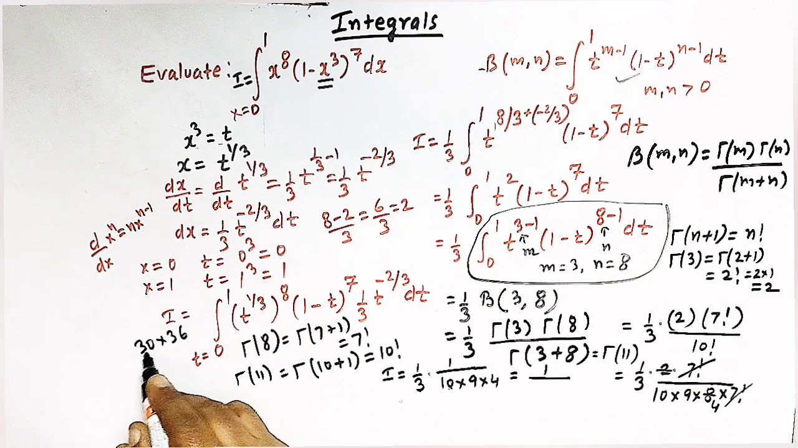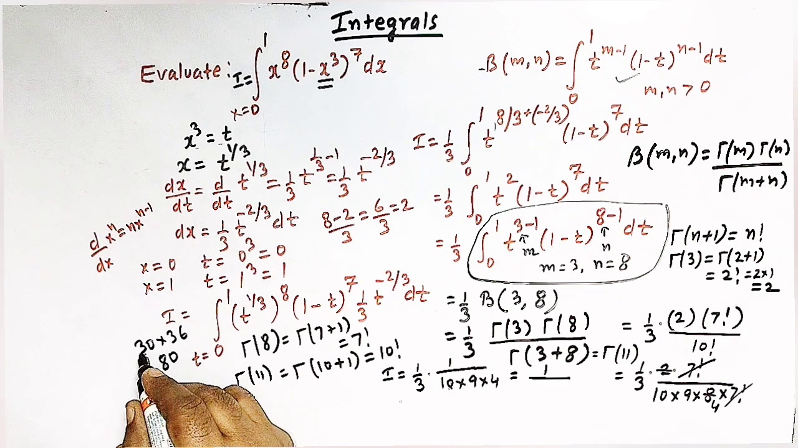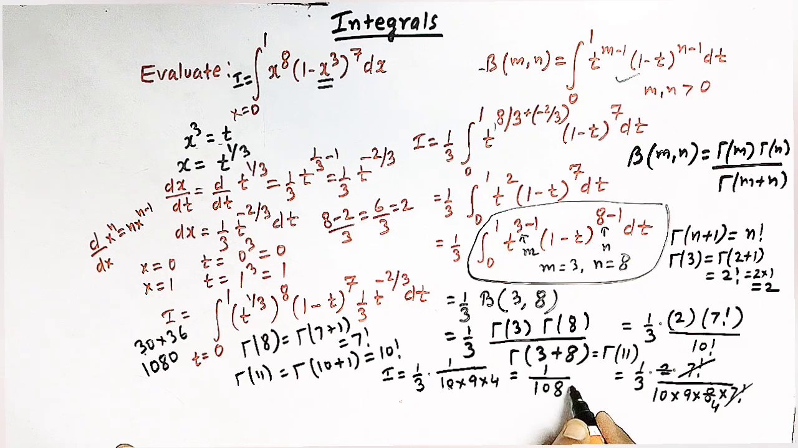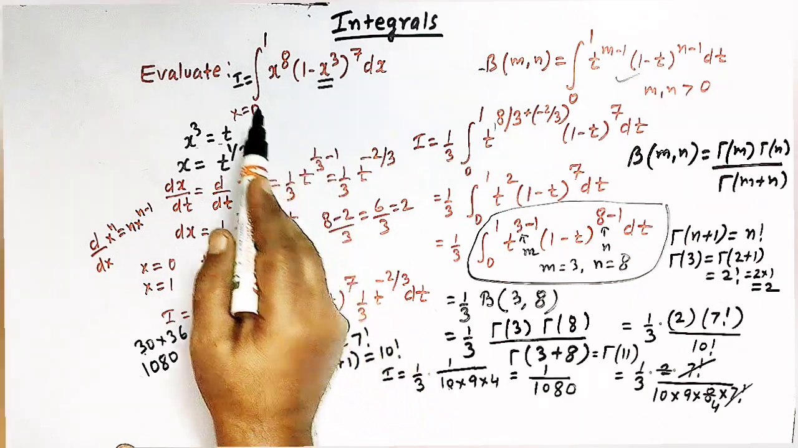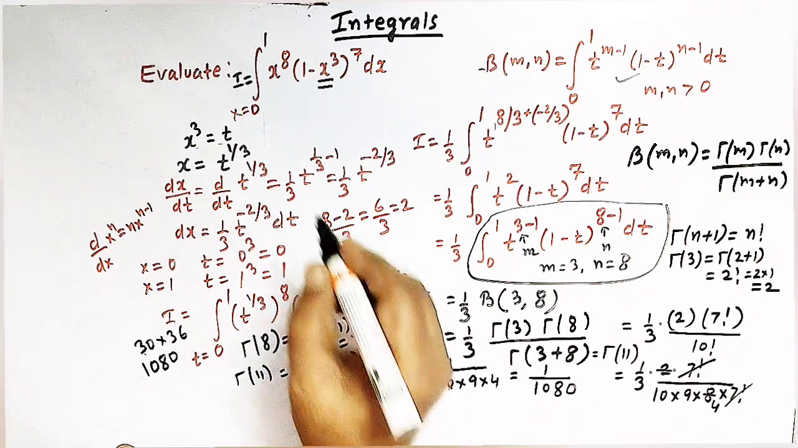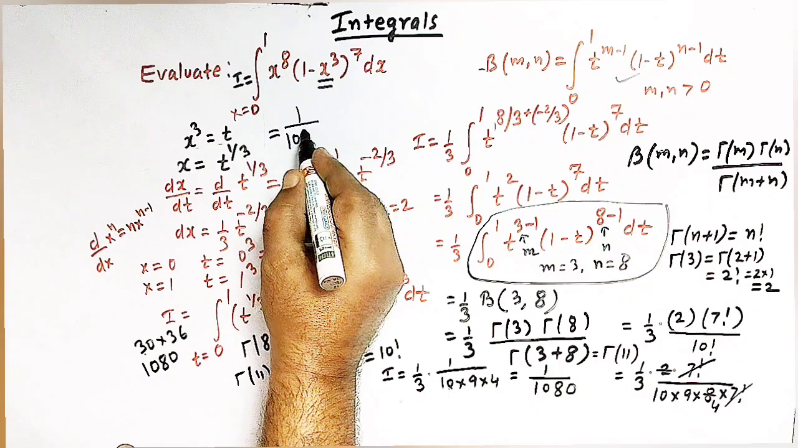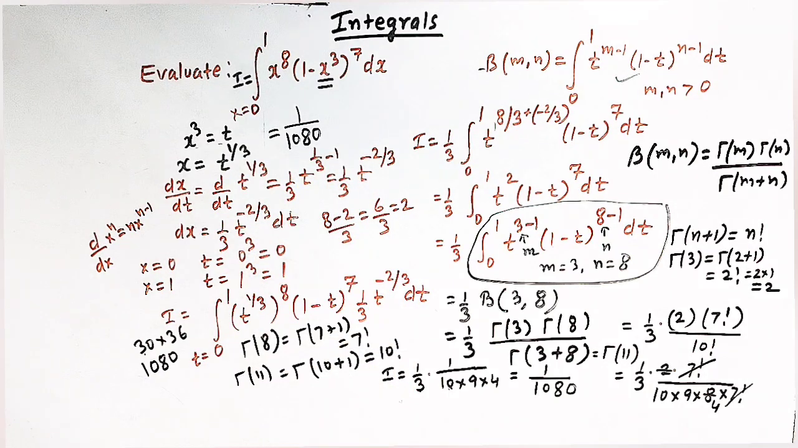So the product of 30 and 36 is given by 3 times 6 is 18, 3 times 3 is 9, and 9 plus 1 is 10. So we have 1080, right? So the value of this integral I is given by 1 over 1080. So this is how, by the concept of beta and gamma functions, we can easily evaluate these kind of integrals.